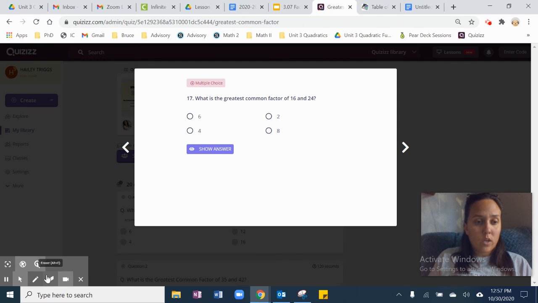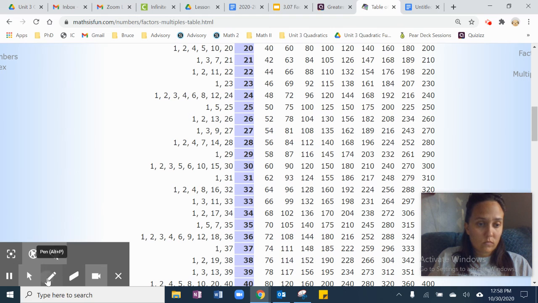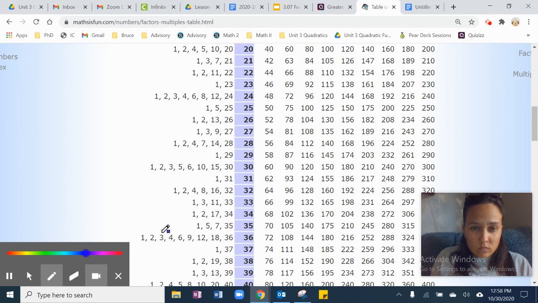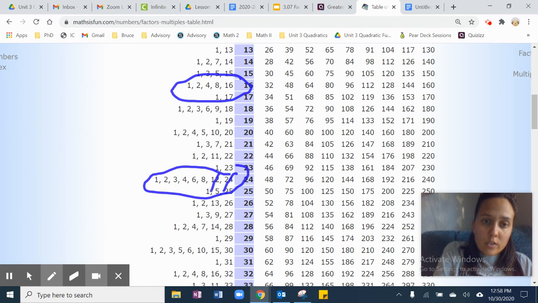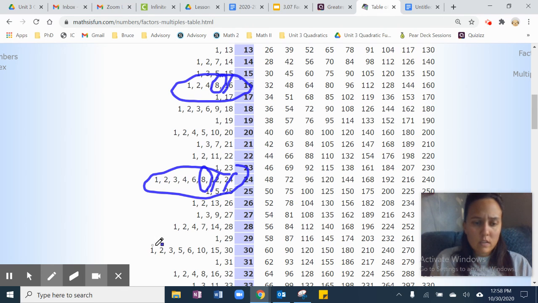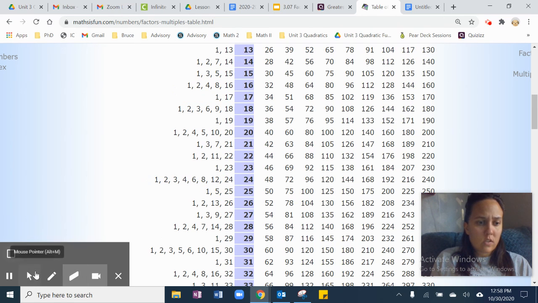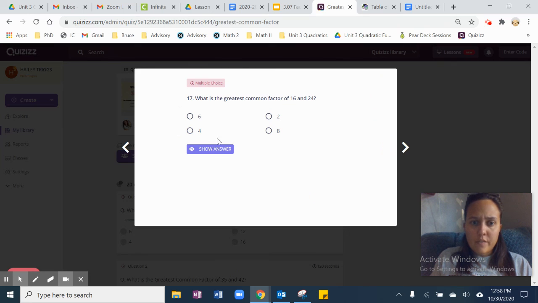16 and 24. Not 24 or 12, not 16, but they have 8. So 8 is the first largest factor.